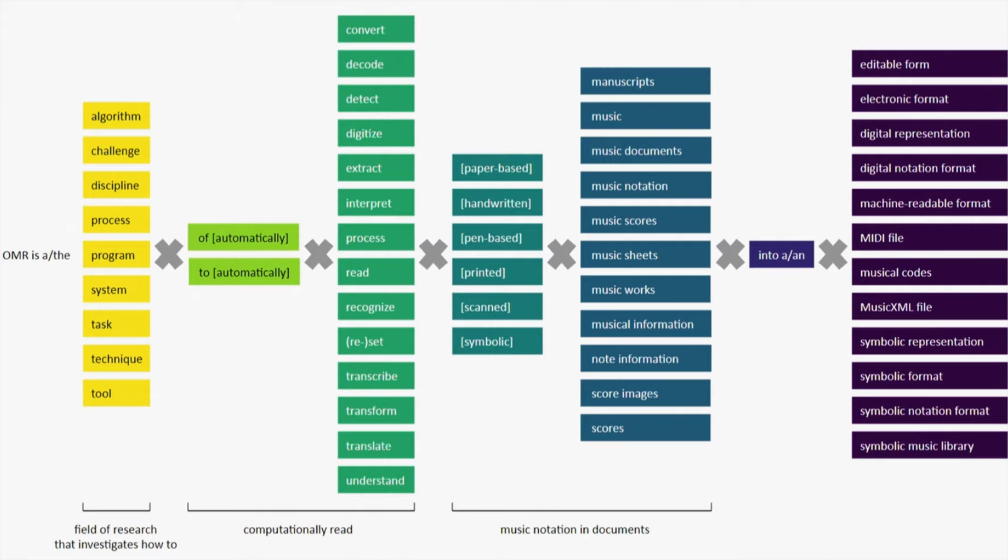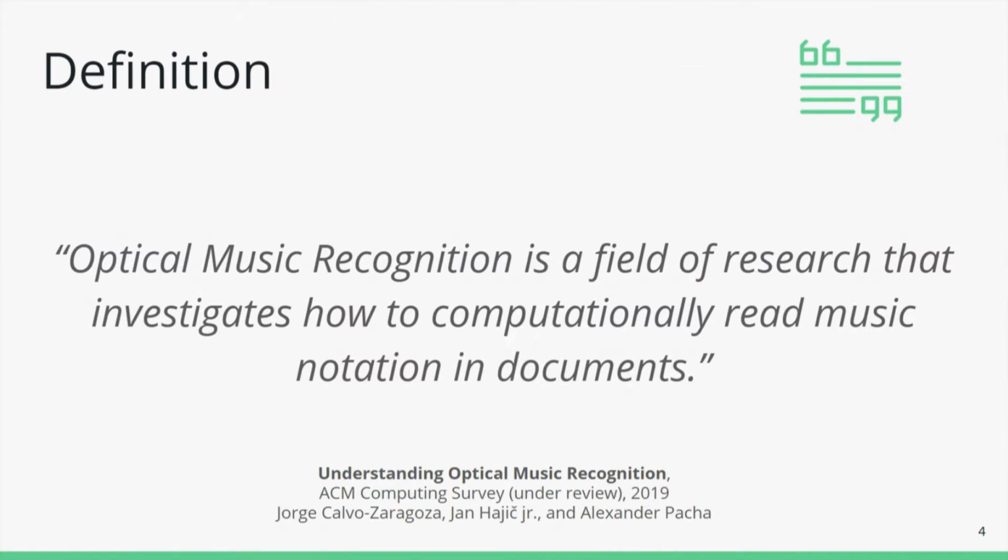If you say just transcribing or digitizing, that would probably indicate something else. So for example, if you take an image with a digital camera, you already digitize music scores, but that's not the point in optical music recognition. You actually want to read the music scores. And music notation documents, because we're interested in music that is being written down with music notation and embodied in documents. So this is the full definition once more. Optical music recognition is a field of research that investigates how to computationally read music notation in documents.